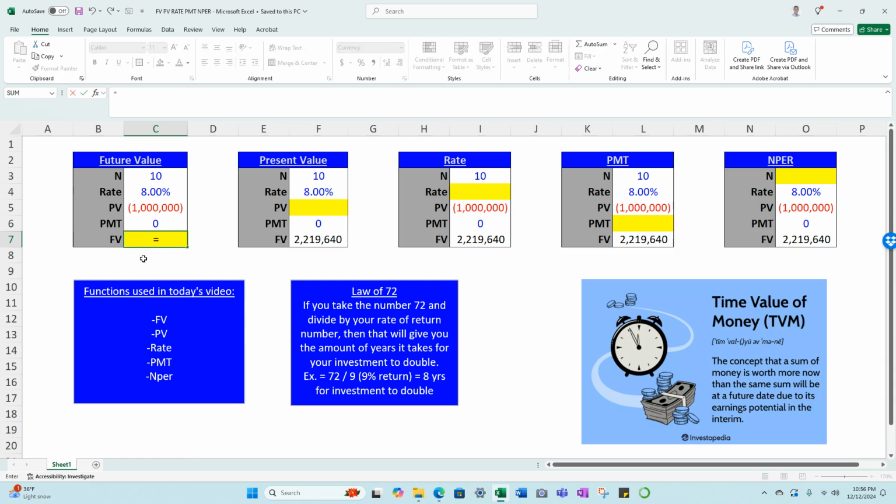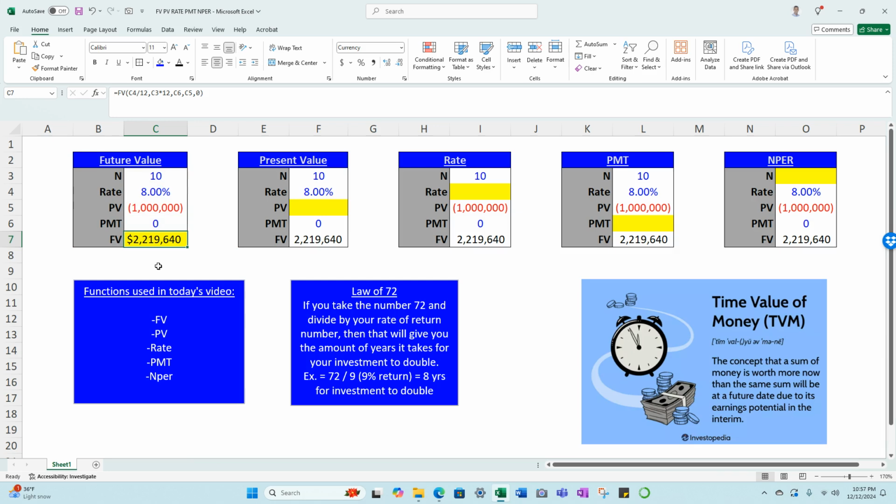So we'll type in equals FV. We'll go to the rate, divide that by 12. Go to the number of periods, times it by 12, which is for months. Go to payment. That number happens to be 0 in each of these examples. Go to present value of 1,000,000. It's going to be into the period, so we'll type 0 and we'll close the bracket.